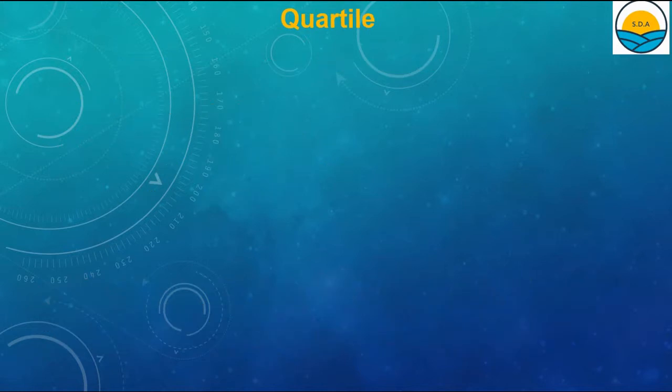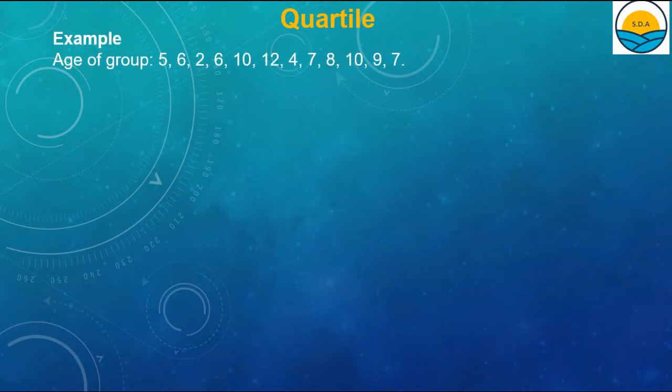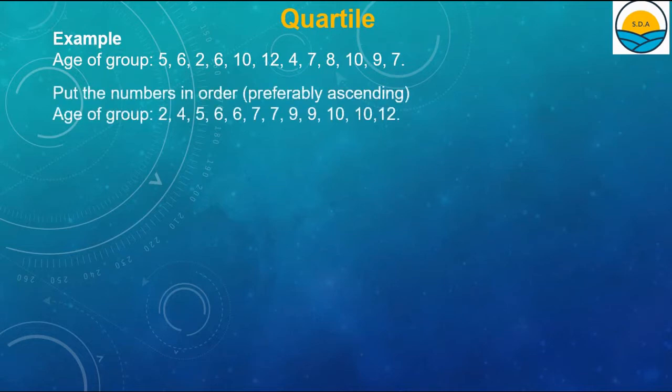So let us understand the concept of quartile with the help of an example. We will take the example of the age of a group of students, and the first thing we will have to do in order to calculate quartile is to arrange this group in order, preferably in ascending order. So here we have arranged the data in ascending order starting from 2 till 12.